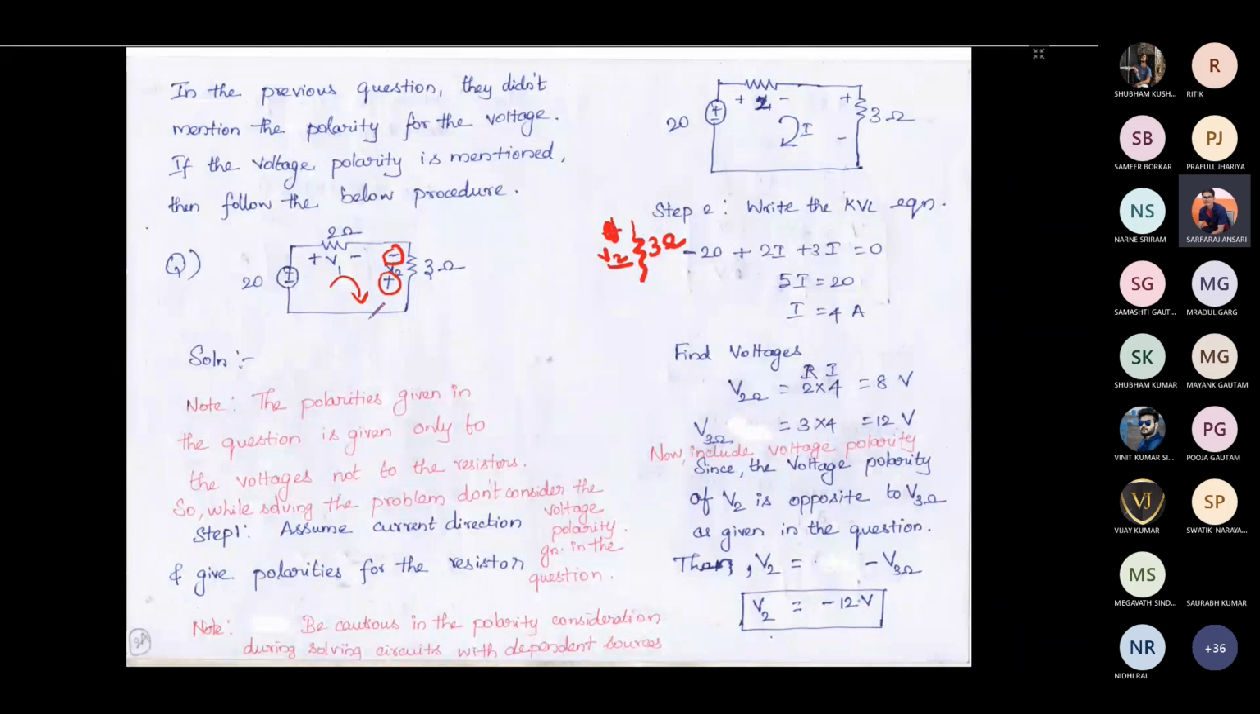So for this, what you do, you don't make any changes to the polarity. You just assume some current direction. Based on this current direction, you just write the KVL equation. Nothing else you should do.